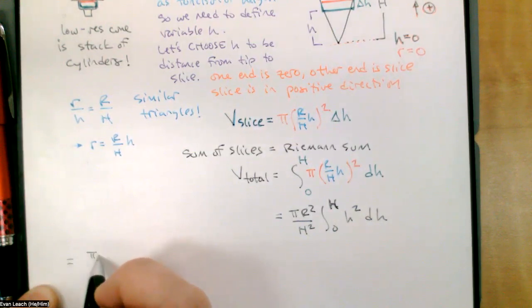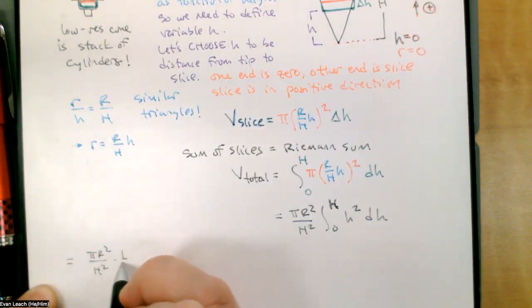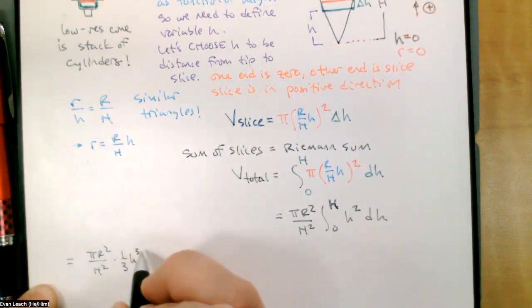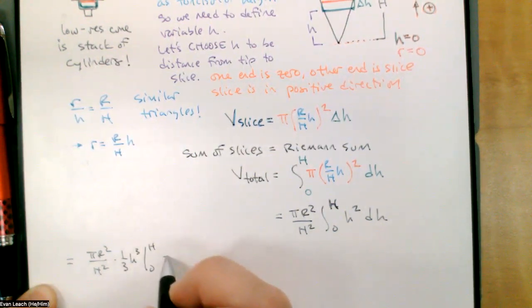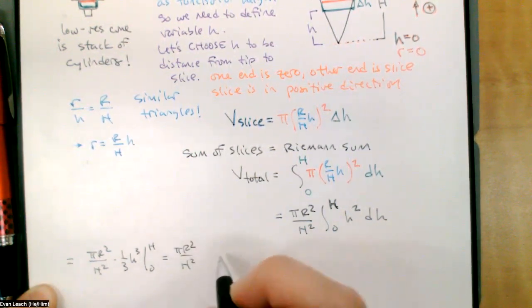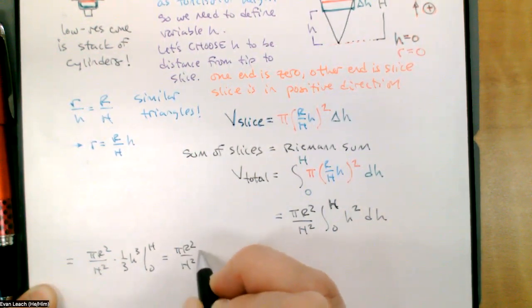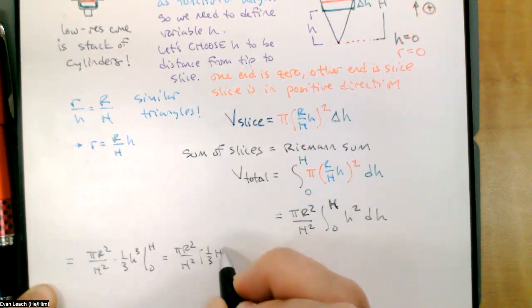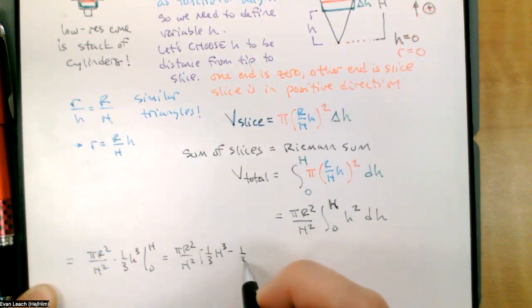So we get pi r squared over h squared times 1/3 h cubed from 0 to capital H. So it's going to be pi r squared over h squared, capital H squared, times 1/3 capital H cubed minus 1/3 of 0.